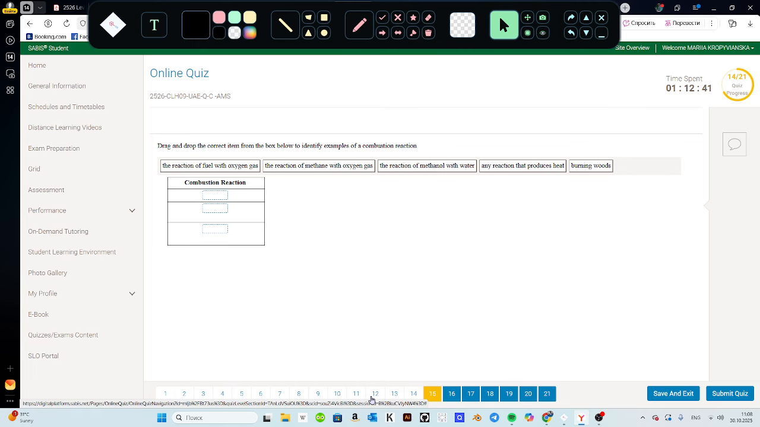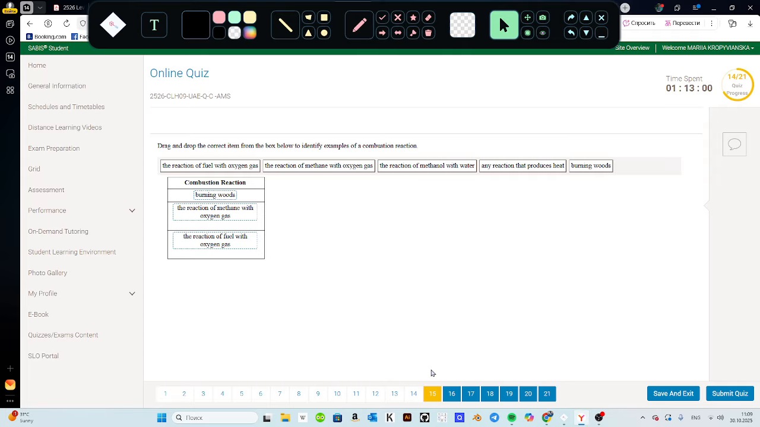Now, number 15, which of the following are combustion reactions? So burning wood, and a combustion reaction is also a chemical change. So the reaction of methane with oxygen gas and the reaction of fuel with oxygen gas are all chemical reactions.